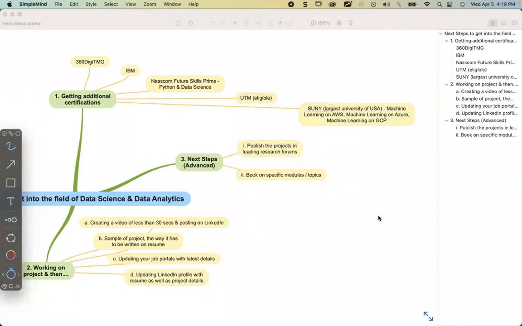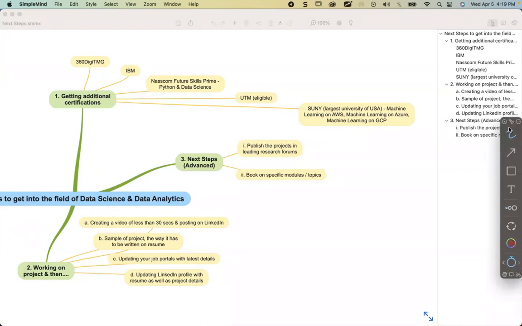This is what I'm thinking, friends, which will truly differentiate you guys in terms of getting a job and moving ahead.